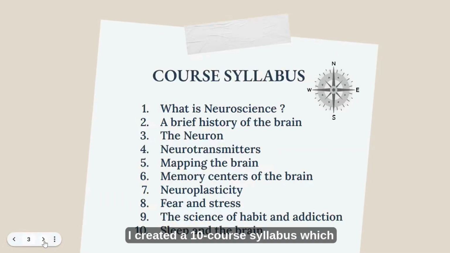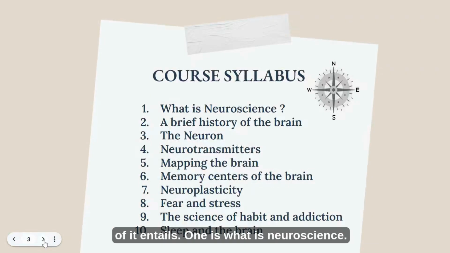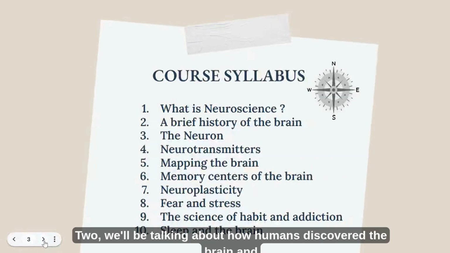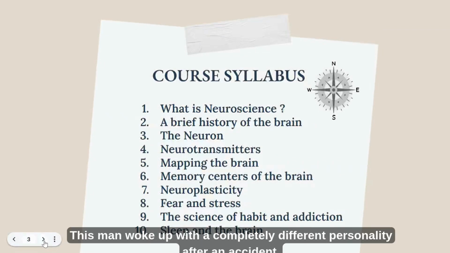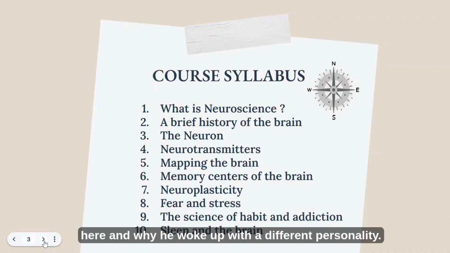I created a 10 course syllabus which we are going to talk about briefly and see what each of it entails. One is what is neuroscience. This is going to be a broad overview of neuroscience. Two, we'll be talking about how humans discovered the brain and the wild story of Phineas Gage. This man woke up with a completely different personality after an accident. So we're going to see what exactly happened here and why he woke up with a different personality.